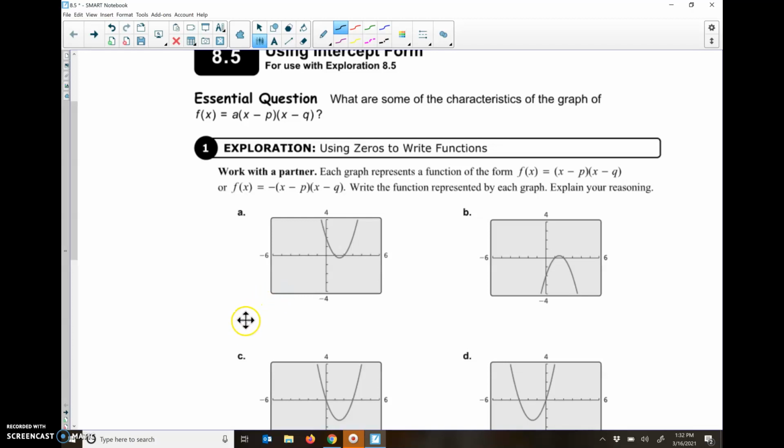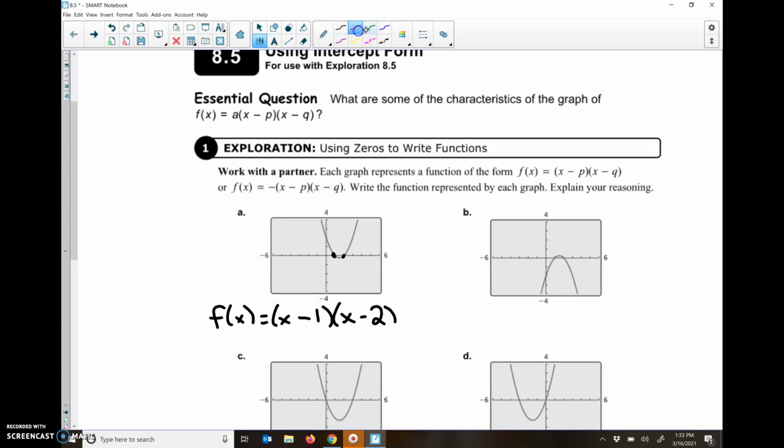And really all we're going to be doing is looking at the intercepts. So we have f of x equals x minus one intercept in one parentheses and x minus another intercept in the other parentheses. So if I look here, my intercepts are 1 and 2. So my answer for this is f of x equals x minus 1 and x minus 2.